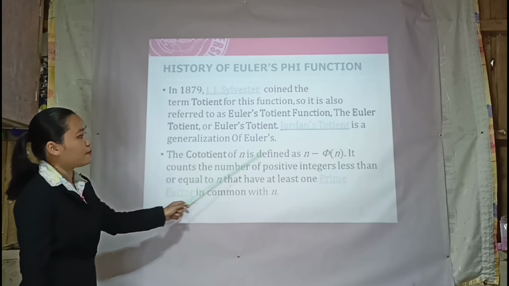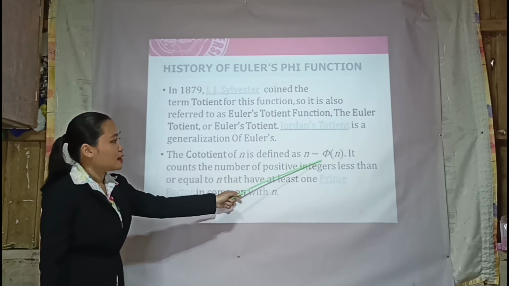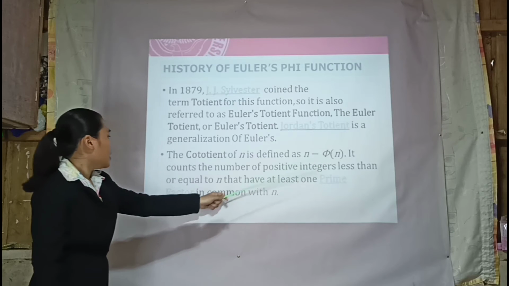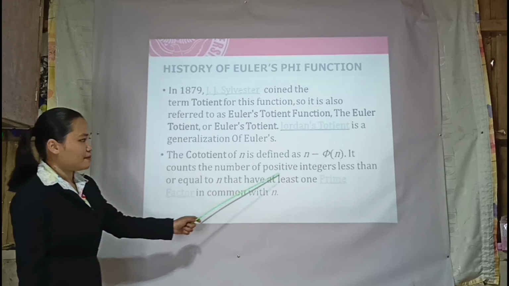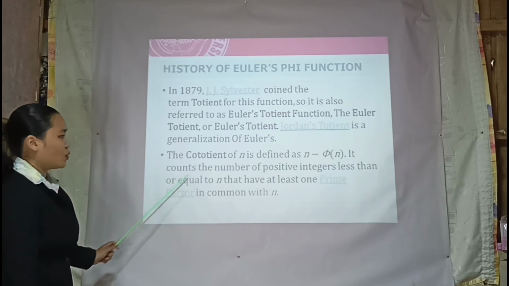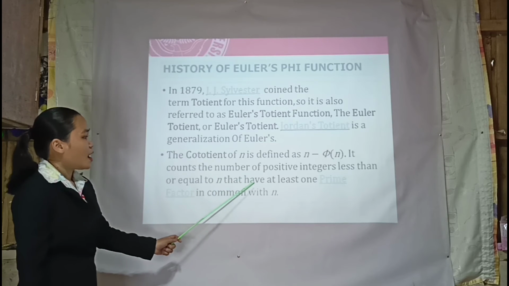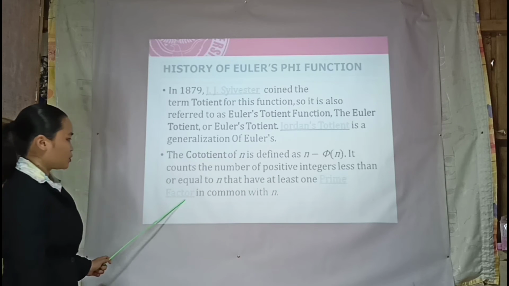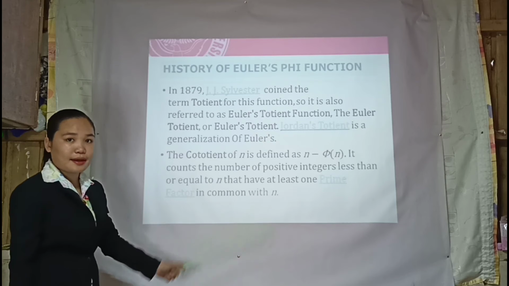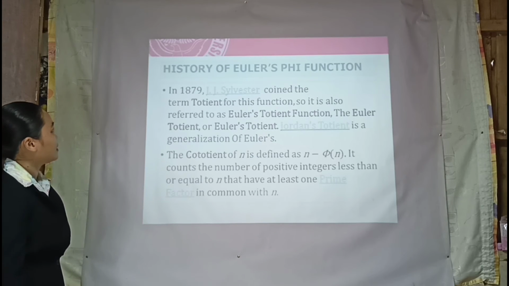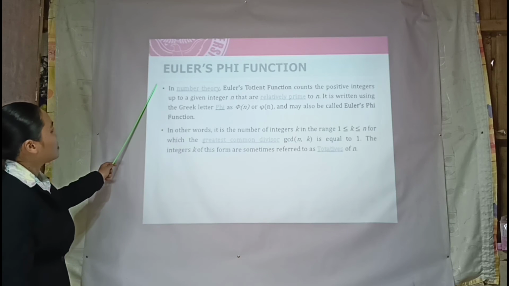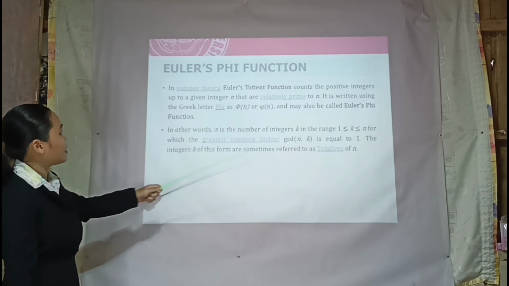The cototient of n is defined as n minus phi of n. It counts the number of positive integers less than or equal to n that have at least one prime factor in common with n. Okay. So now, we have the Euler's phi function.